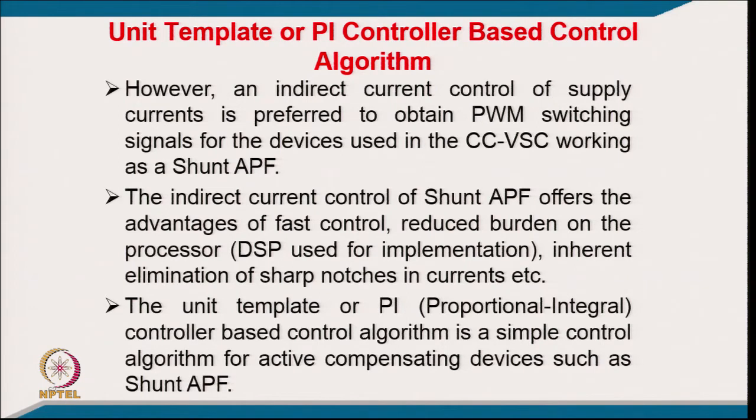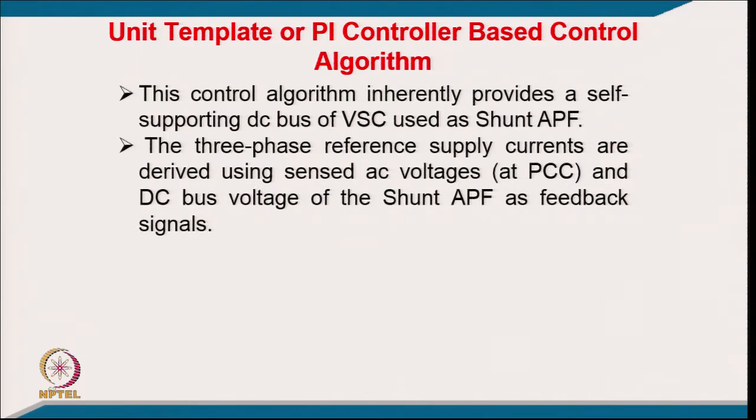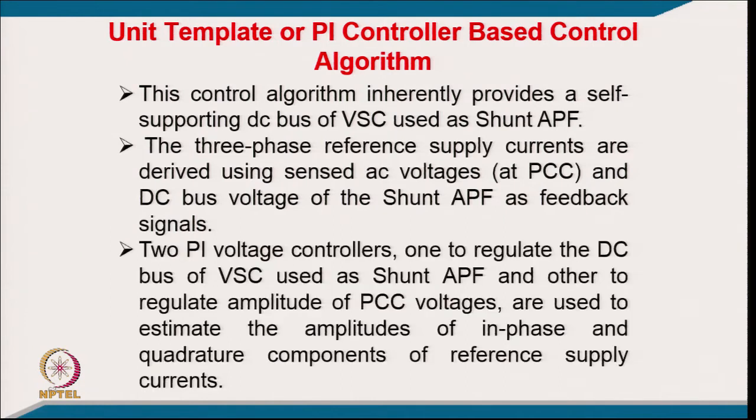The unit template or PI controller based control algorithm is a simple control algorithm for active compensating devices such as shunt active filter. The control algorithm inherently provides a self supporting DC bus used for the shunt active power filter, and the three phase reference grid currents are derived using the sensed AC voltage and DC bus voltage of the shunt active filter as feedback signals. So, two PI controllers, one to regulate the DC bus voltage of the voltage source converter used as a shunt active filter, and the other to regulate the amplitude of PCC voltage, are used to estimate the amplitude of in phase and quadrature components of reference supply current.